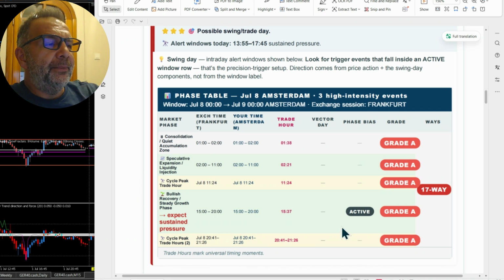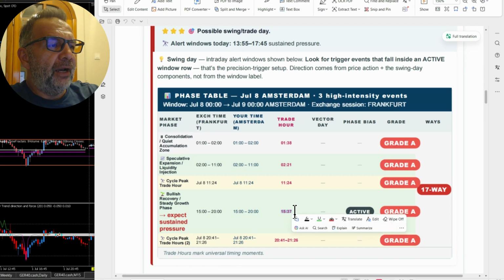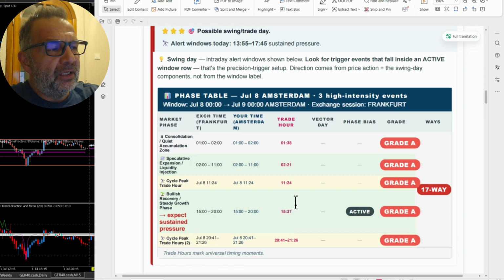So this is one session you can look out for. DAX is obviously the German index. So what else can you look out for? You can look out for 11:25. All right, so you can see that's a cycle peak trade hour.